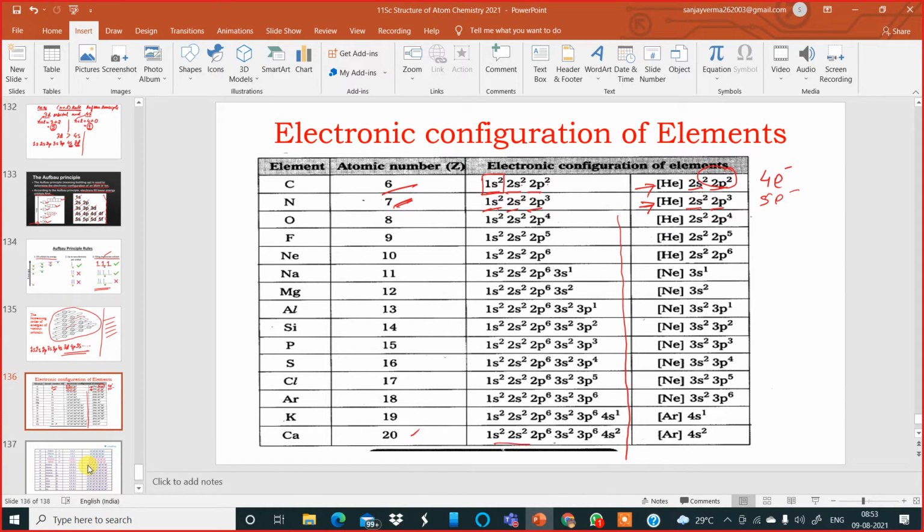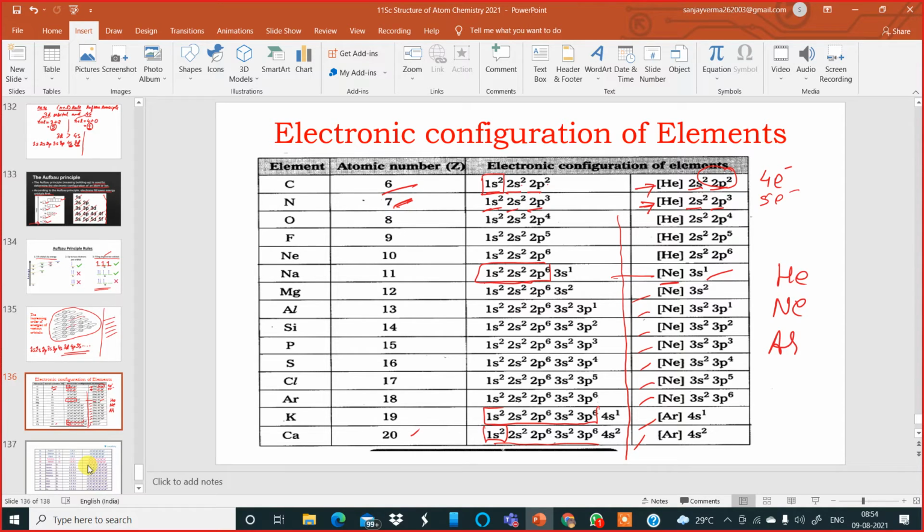These are the electronic configurations. This one is helium. After helium, if you look, till here it is neon, then comes argon. So you don't need to write all this. Just write 3s1, and before that, within square brackets, neon. Then comes argon.